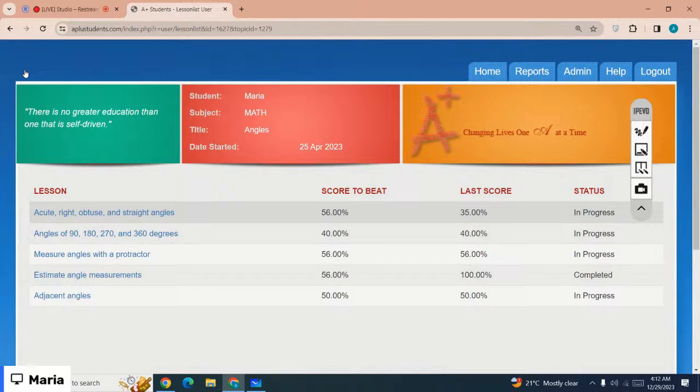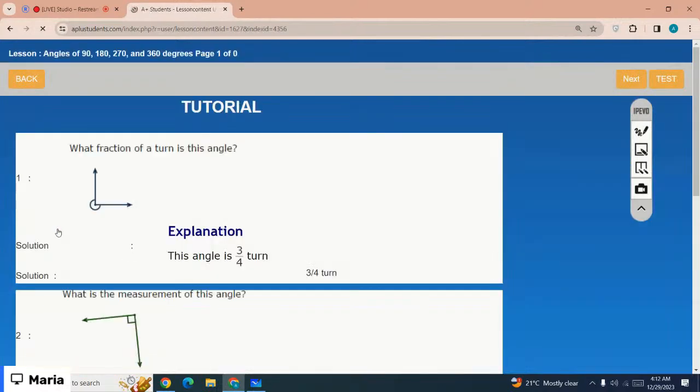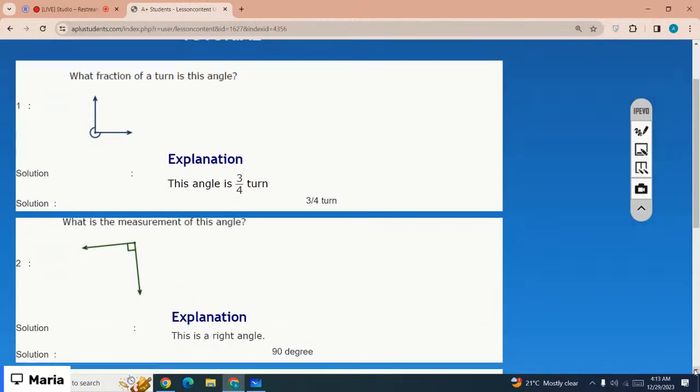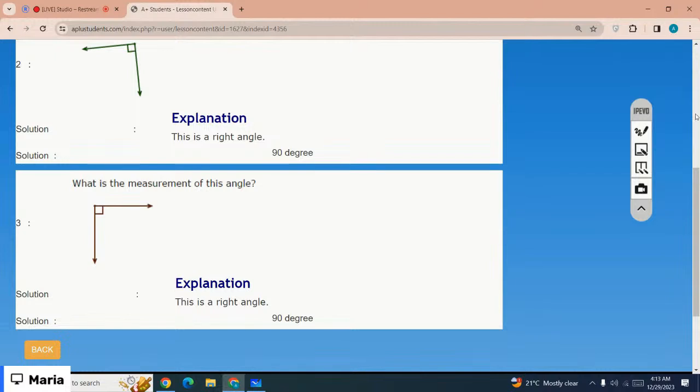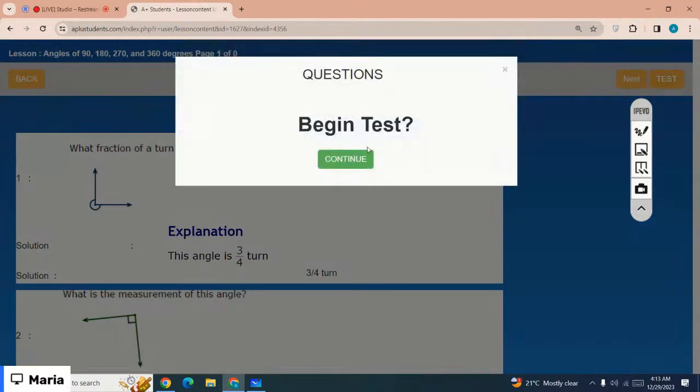Okay, the next one is angles of 90, 180, 270, and 360 degrees. Okay, what fraction of a turn is the angle? So you have to see from here to here, right? The angle is 3/4 turn, right? Let's just start with the practice questions.